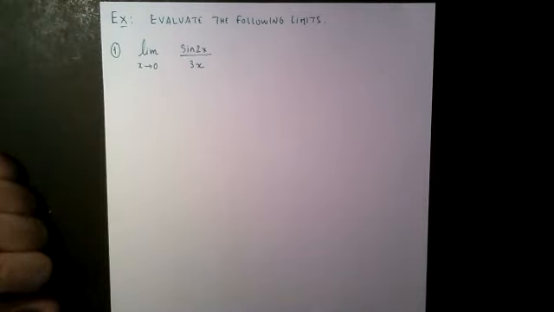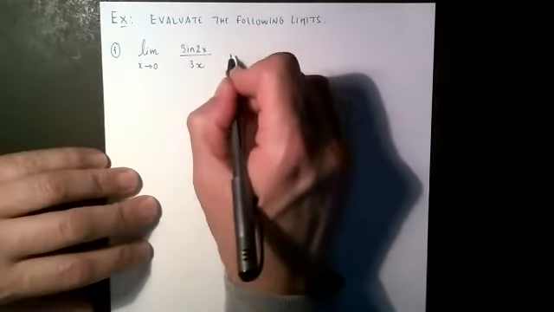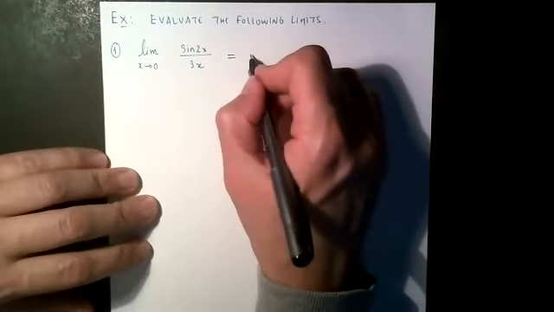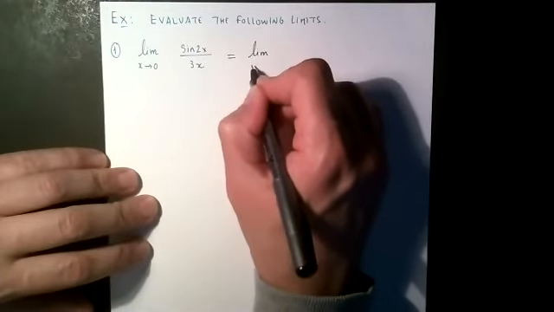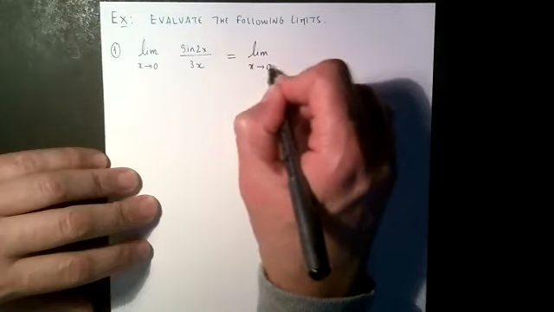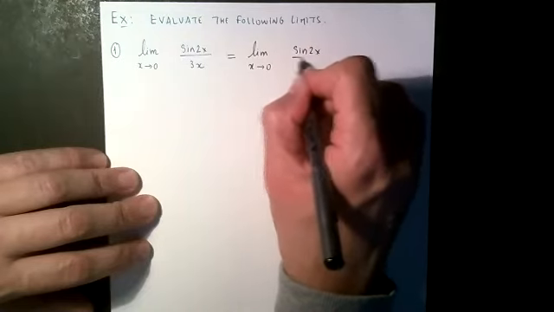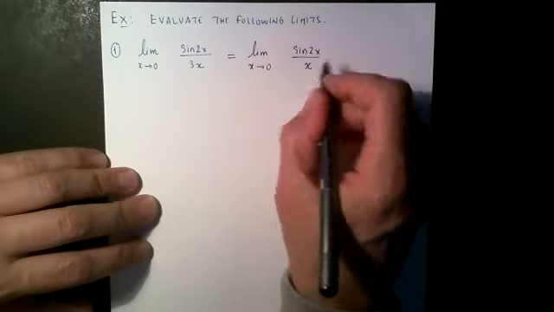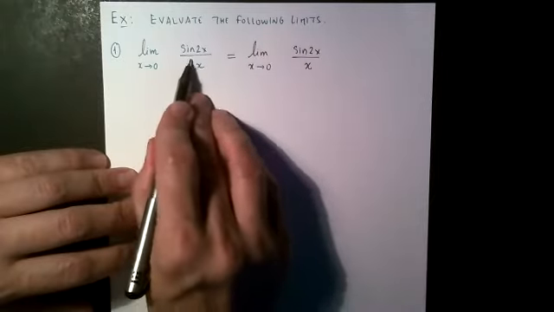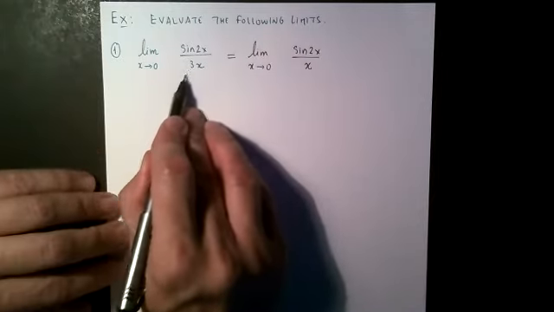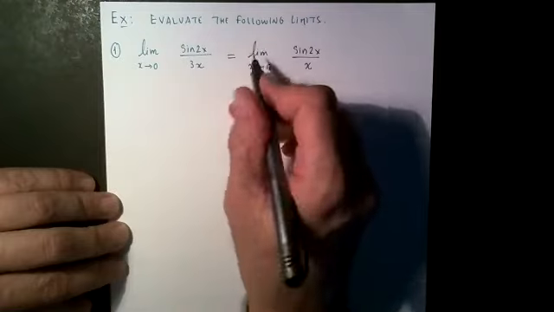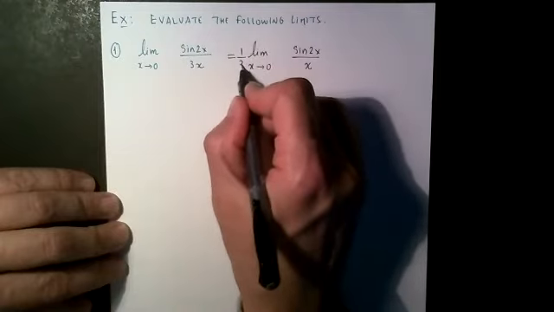Okay, so let me do the first one. It's equal to the limit as x approaches 0 of sine 2x over 3x. This is a number, and the number you can always pull out of the limit. So I could pull out 1/3.